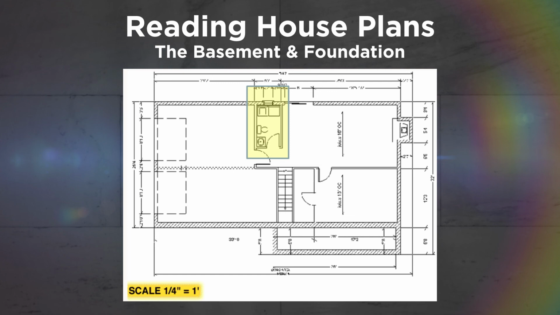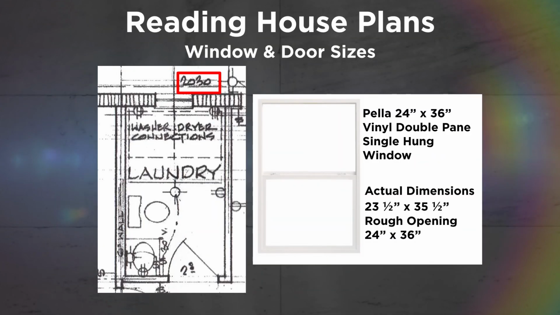We'll start with the bathroom window. The window is noted as a 2030. Keep in mind that construction plans are in feet and inches. Therefore, the window required for this opening would be 24 by 36 or 20 by 30. Beside the plan illustration, I've added an example of a window that would fit this dimension.